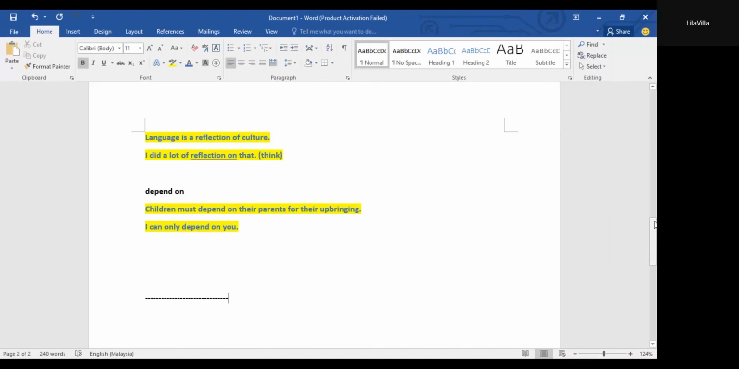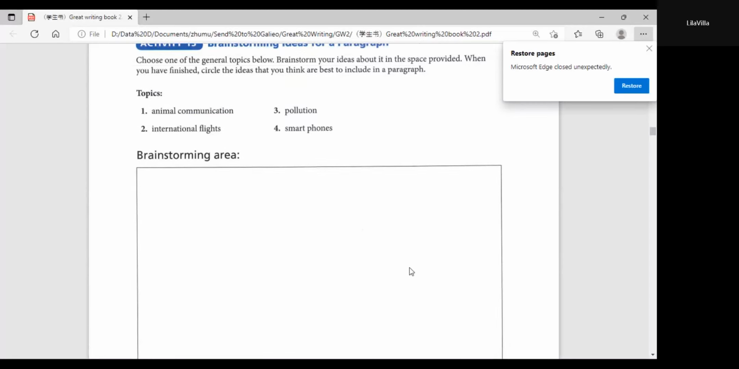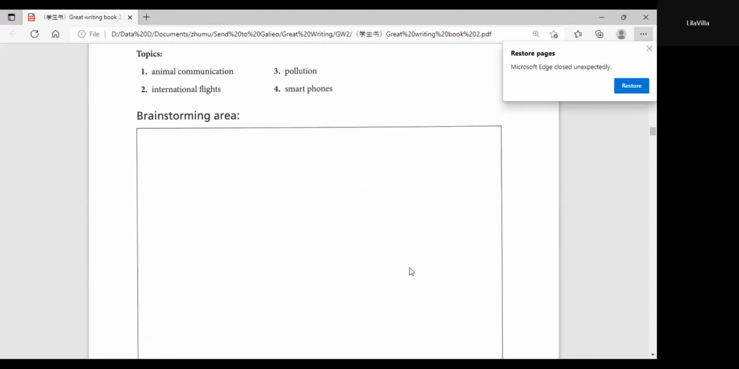Maybe I can change my topic. I think international flights is very difficult for me to write. Oh, yeah. So you don't want to use the ideas that we came up with last time? Can I change it to pollution? Okay, pollution. All right. If we're going to talk about pollution, then you have to come up with new ideas, and we're going to change the ideas that we came up with last week.